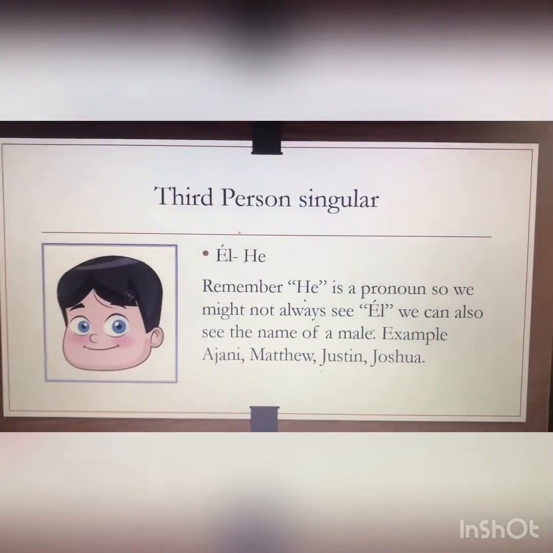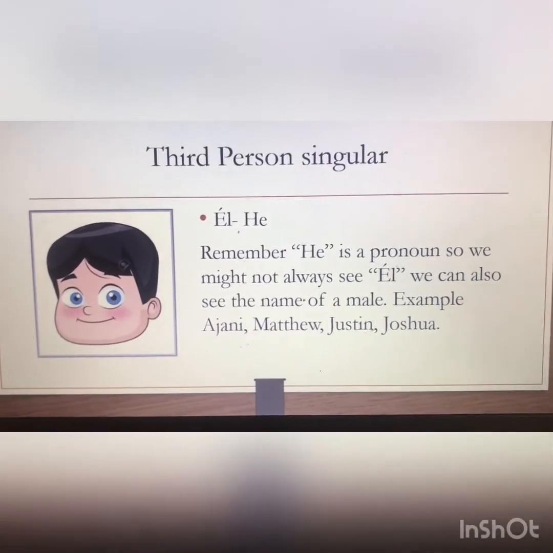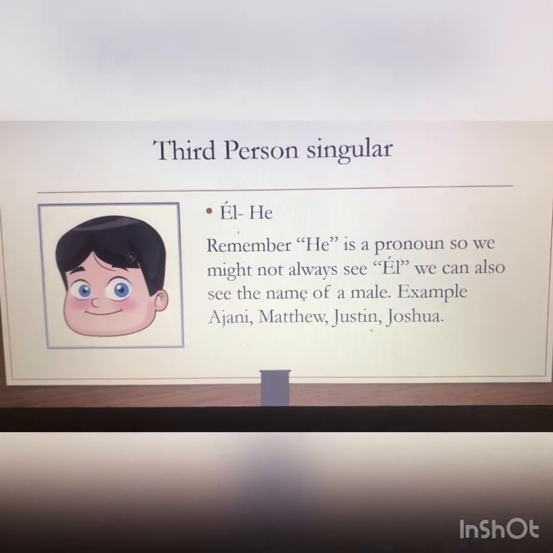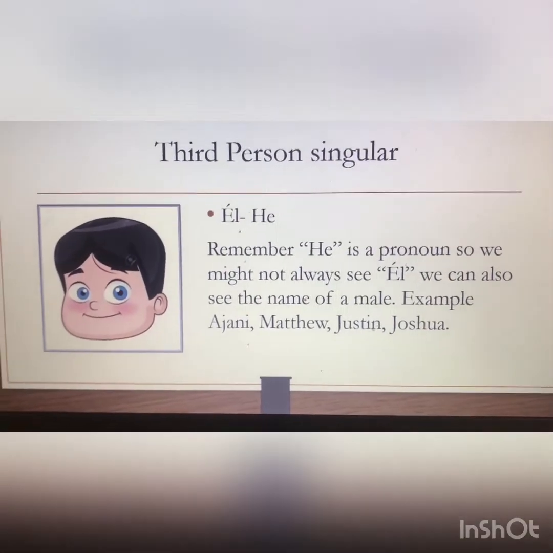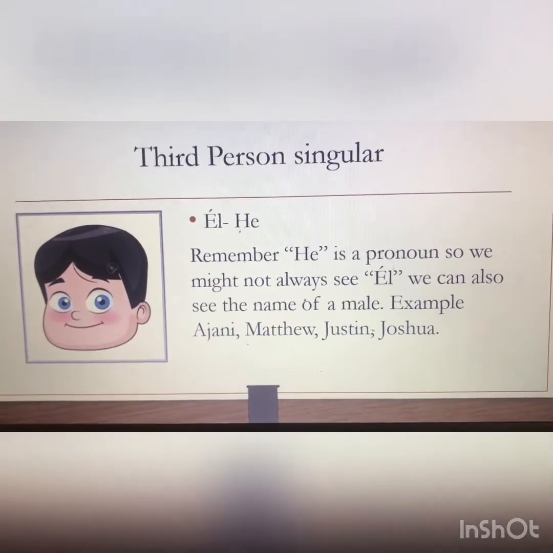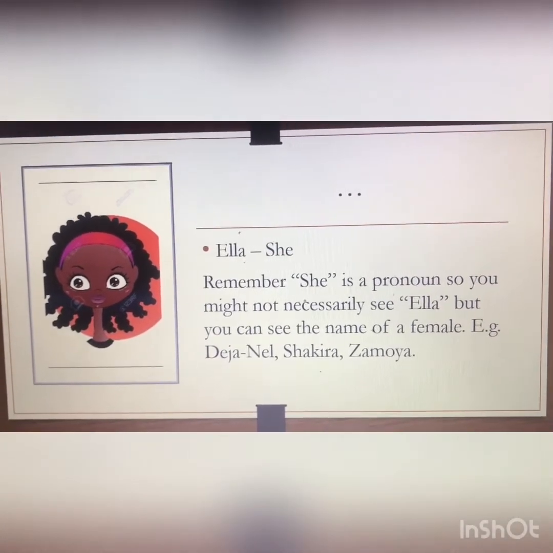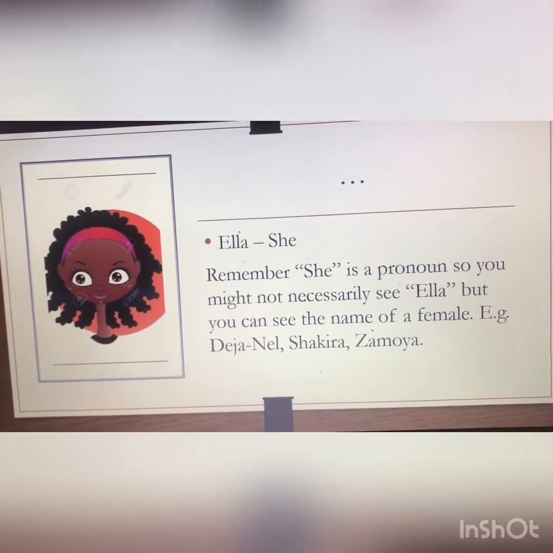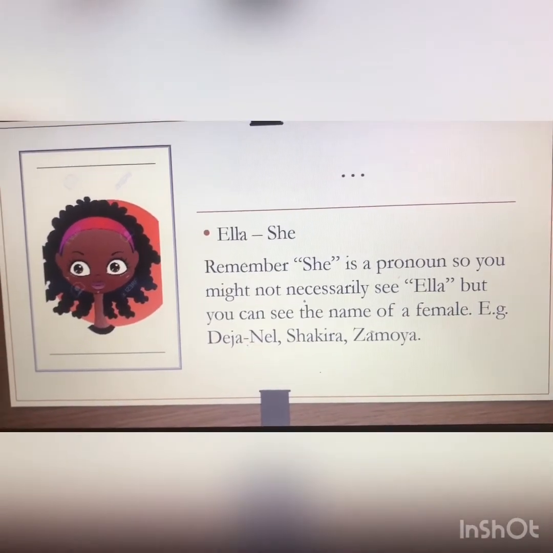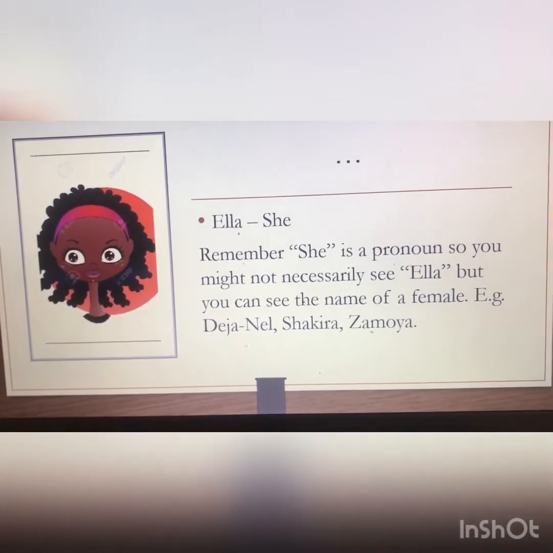Él. Now, as I said before, él means he. Now, remember that he is a pronoun, so you might not always see él, but you can see the name of a boy, a male. So you might see Johnny, Matthew, Justin, Joshua. Alright? That's él. Now, ella means she. She is also a pronoun, so you might not necessarily see ella, but you can see the name of a female. For example, Dejanel, Shakira, Zamoya, among others, right?